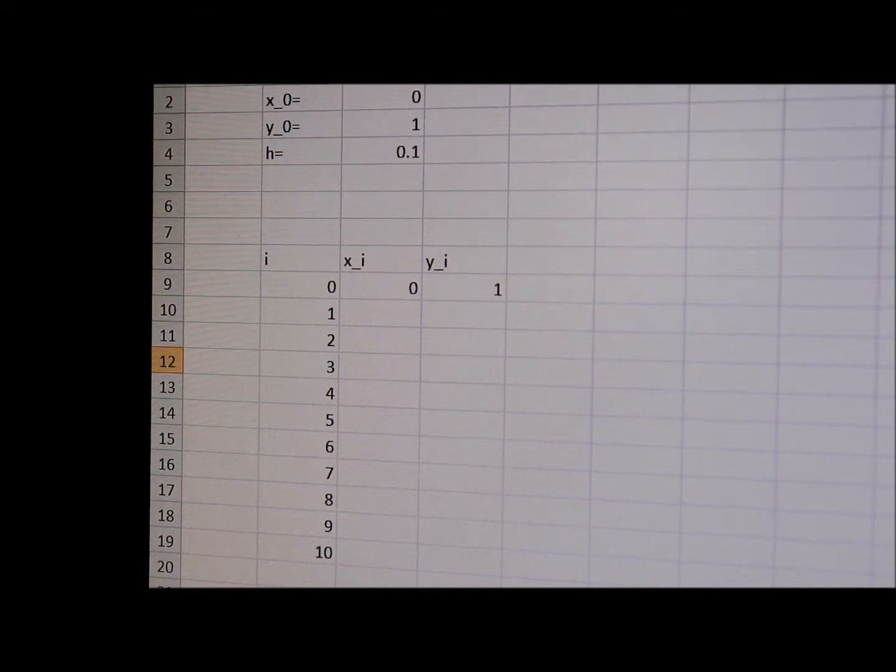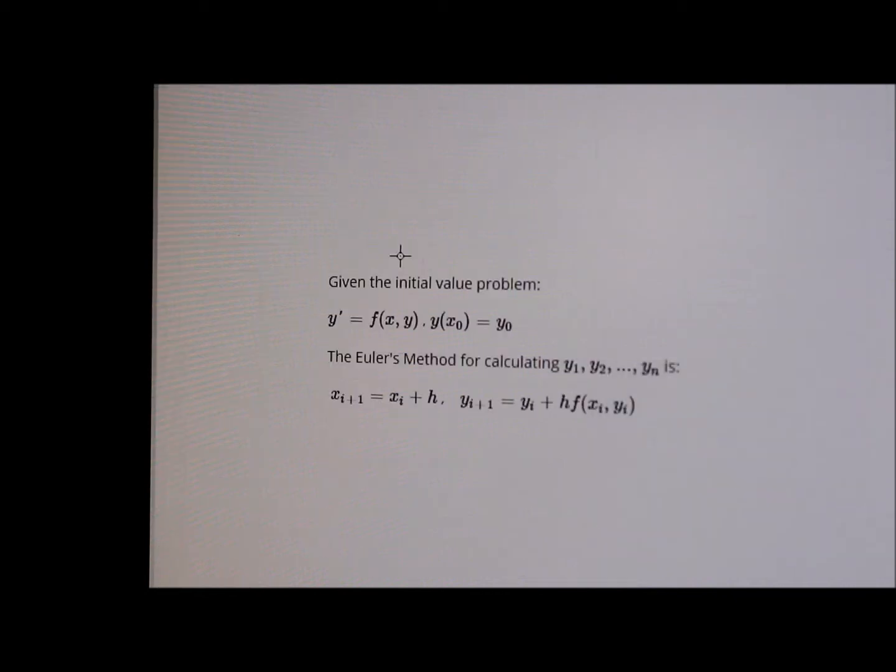Next step, we'll be calculating the values of x in the column x sub i. So once again, I'm going to use an Excel formula, and let's review what was the formula for calculating the next x value. Going back to Euler's method, we had x sub i plus 1, so the next x value equals the previous x value plus h.